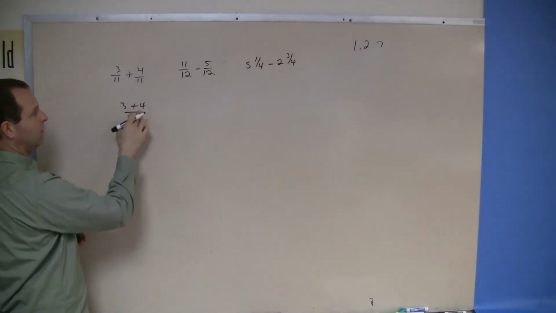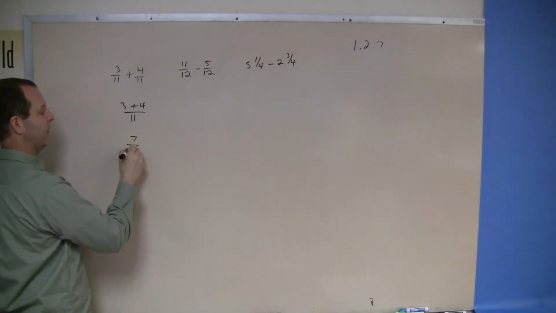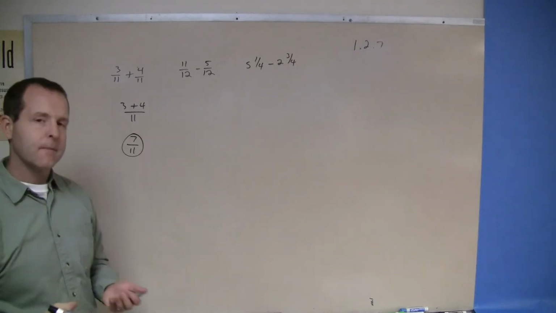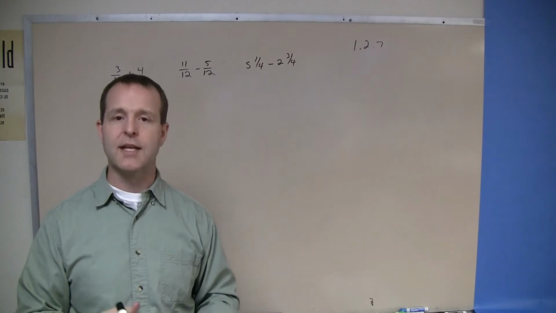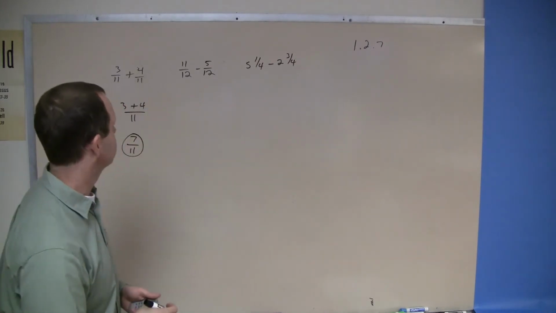3 plus 4, all over 11, or just 7/11ths. Basically, we're saying 3 parts of 11 plus 4 parts of 11 gives me 7 parts of 11.